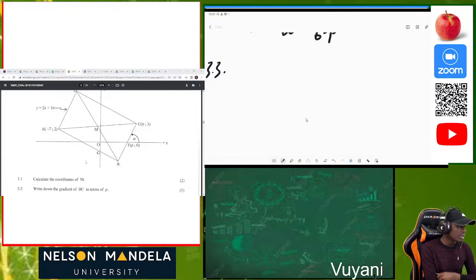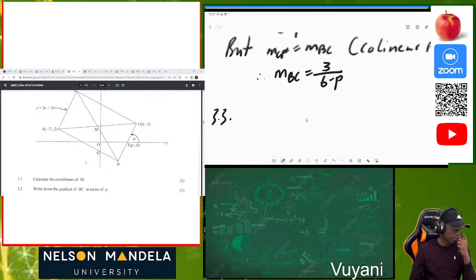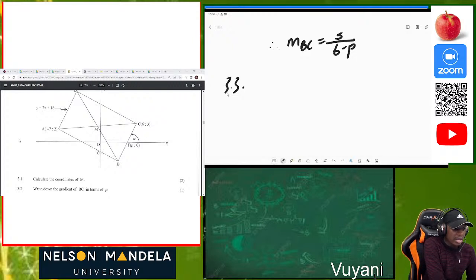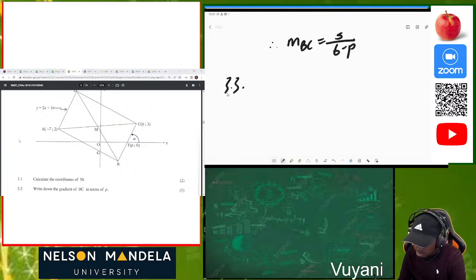Can someone just type something there? How can we calculate the value of P? Okay, great. So how can we calculate the value of P? We know that the gradient of AD is the same as the gradient of BC.